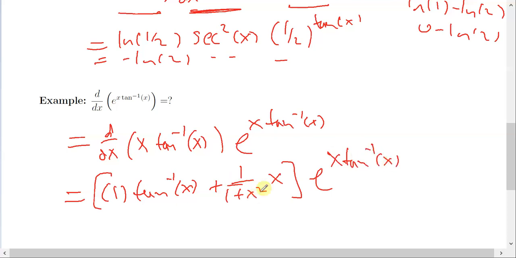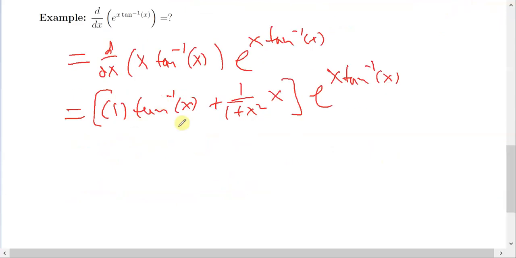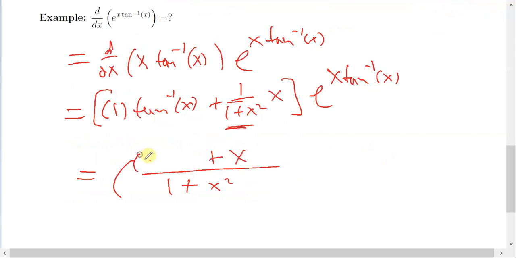Now there's not much I can do in here. If you want to find a common denominator, you can. It's not going to gain anything, but typically we do find a common denominator. It's going to be 1 plus x squared, so I'm going to end up with 1 plus x squared in the denominator. The second term has already got that. This first term is going to have to be multiplied by 1 plus x squared, and then I've got my tangent inverse in there as well. And then all of that is times e to the x tangent inverse x.